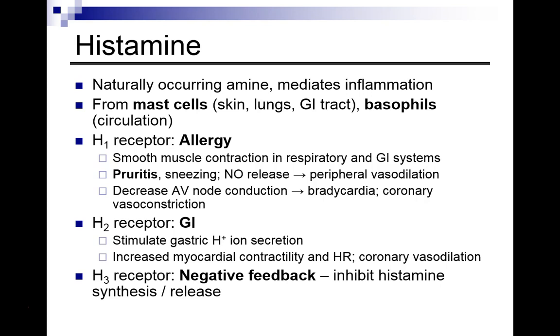The H2 receptor, which I think of as the GI receptor, is primarily involved in stimulating gastric hydrogen ion secretion and may lead to some increased myocardial contractility and heart rate and some coronary vasodilation. The H3 receptor is basically a negative feedback receptor, and when histamine binds to it, it inhibits further histamine synthesis and release.